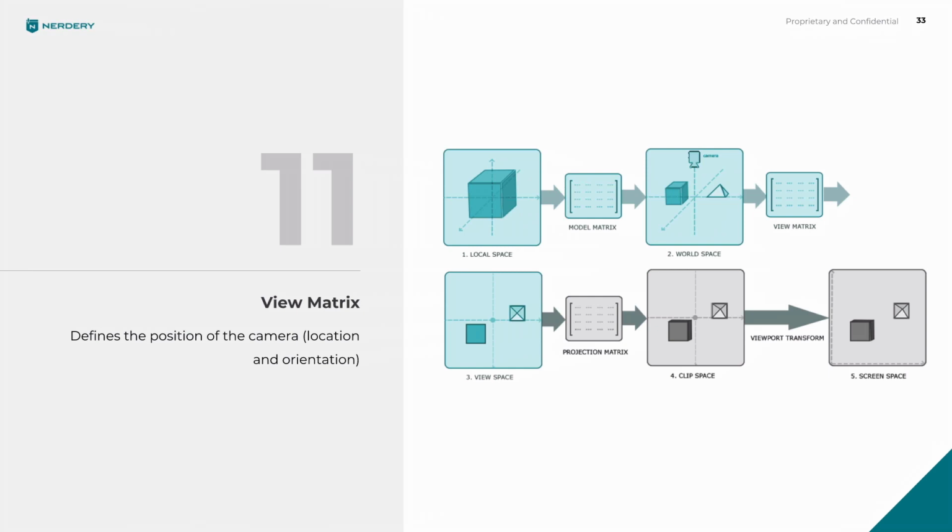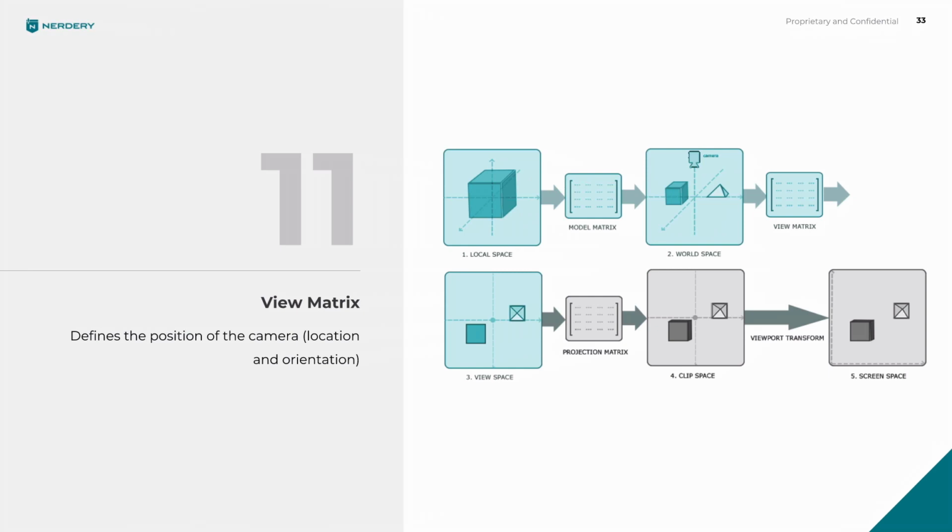So the view matrix defines the position of the camera, the location and the orientation. So if you look at this graphic, between step 1 to step 2, that's not what we're talking about. Step 1 is the local space for a model, a single given object. Step 2 there, that's your world space. So I have an object, and there are other objects. It's a big, crazy world. So where the view matrix steps in is between step 2 and step 3.